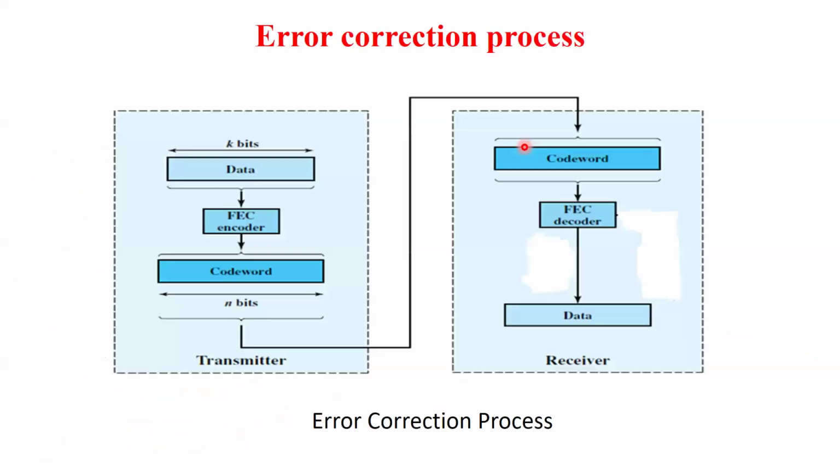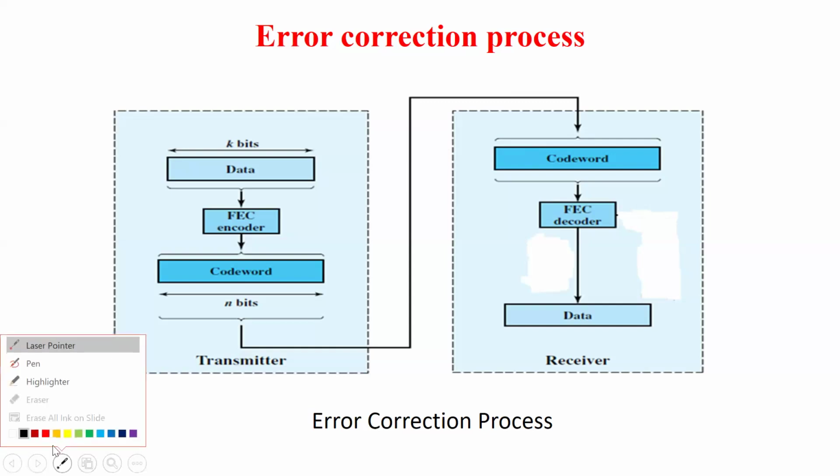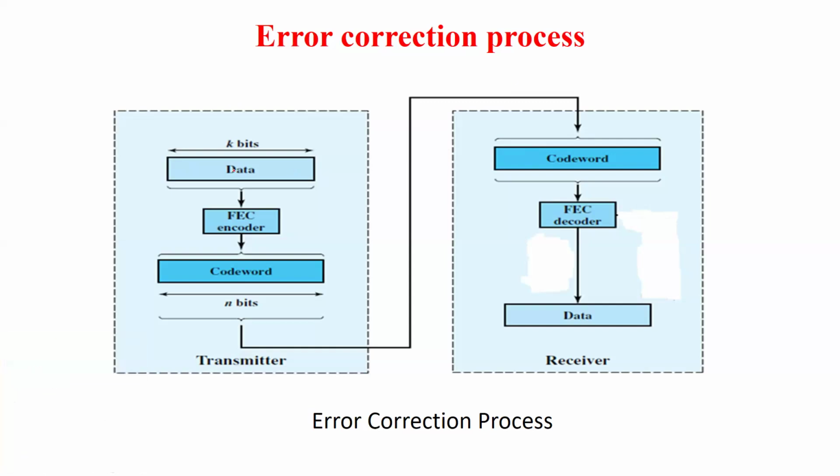So let us know this error correction process first. Before going to the process, first we need to know what the error correction process is. If you see here, first we are sending data with k bits. Here, the error correction encoder is added to your k data bits. That will be called a code word, which is considered as n bits.